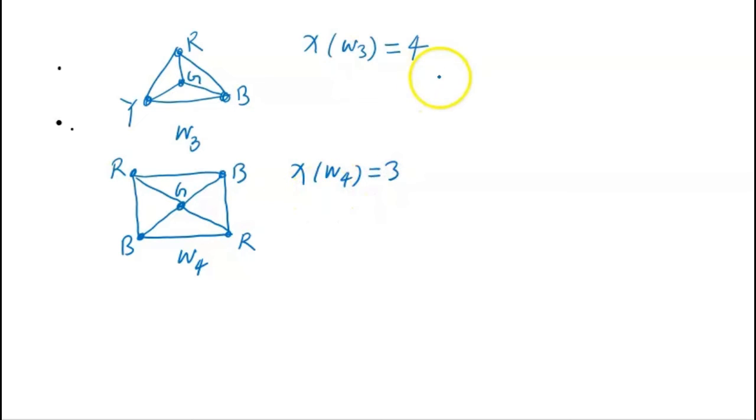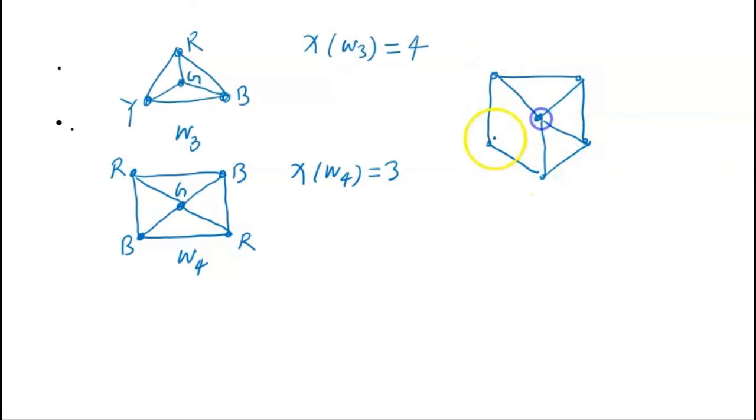Yes or no? Let us take one more example. If I draw the W5 graph, right? How is the W5 graph drawn? There are 5 vertices. First we draw the C5 graph, and then we have a vertex in between, and we join it to all the remaining vertices. So this is how the W5 graph will look.